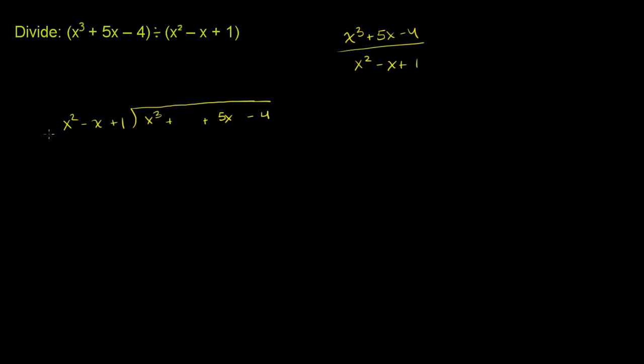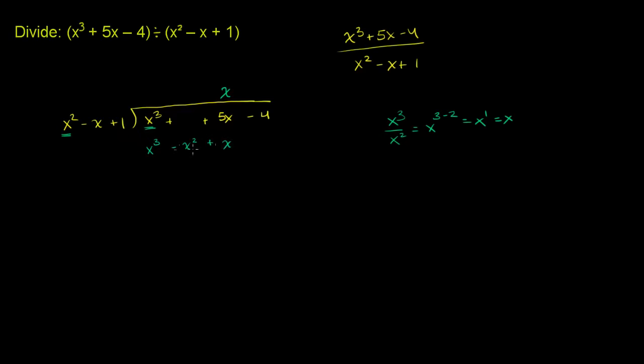Let's look at the highest degree term. x squared goes into x to the third how many times? Well, it goes into it x times. x to the third divided by x squared is equal to x to the 3 minus 2, which is equal to x to the 1, which is equal to x. So it goes x times. I'll write the x right over here. And we multiply x times this entire thing. x times x squared is x to the third. x times negative x is negative x squared. x times 1 is positive x.